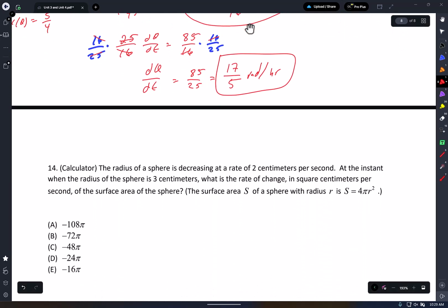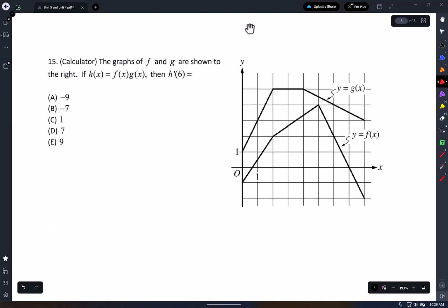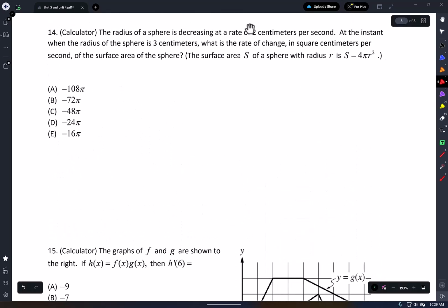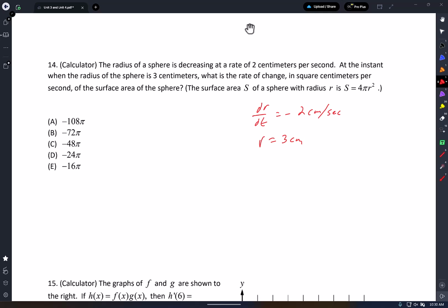All right, let's keep going. Now it says we need a calculator, but I don't really think we need one. The radius of a sphere is decreasing at a rate of 2 centimeters per second. So dr dt equals negative 2 centimeters per second. At the instant when r is 3 centimeters, what is the rate of change in square centimeters per second of the surface area of the sphere?